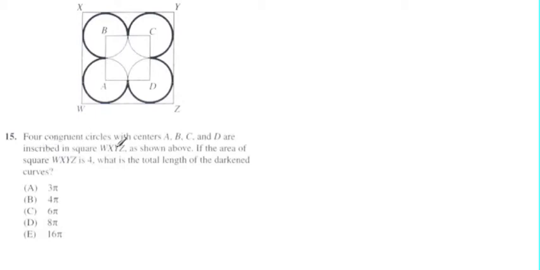Here, 4 congruent circles with centers A, B, C, D are inscribed in the square, as you can see here. Now, if the area of the square WXYZ is 4, that means each side is equal to 2. Now, what is the total length of the darkened curve?